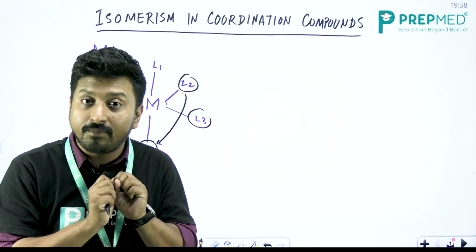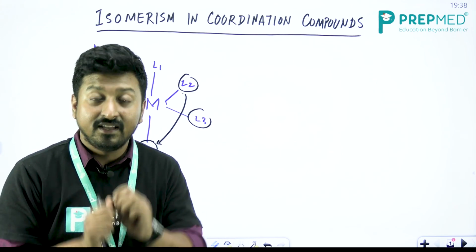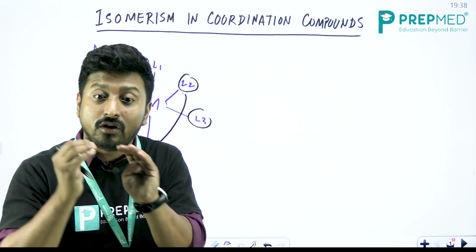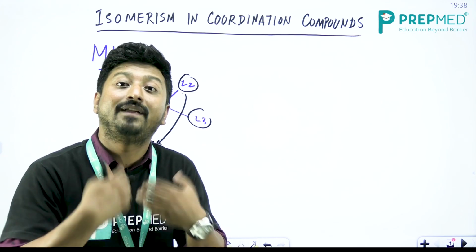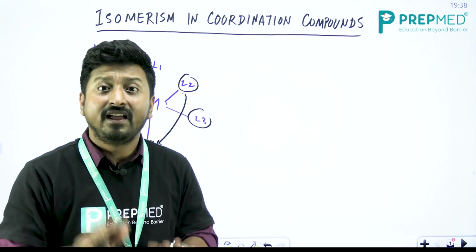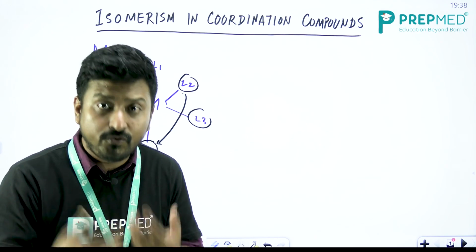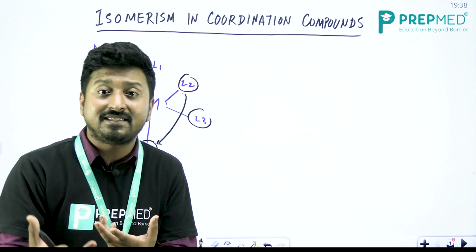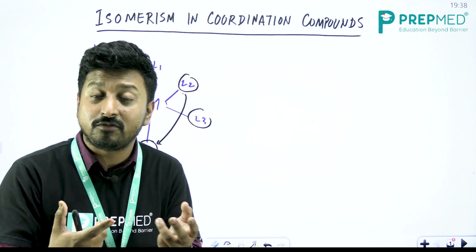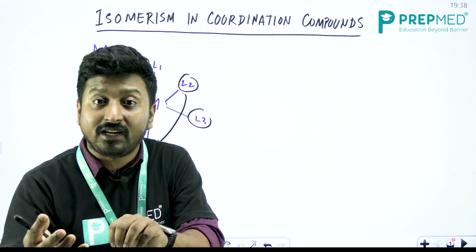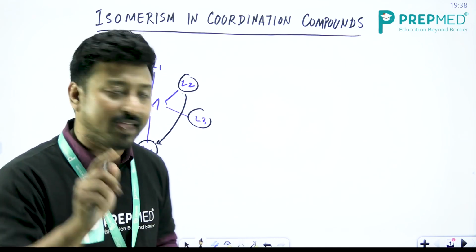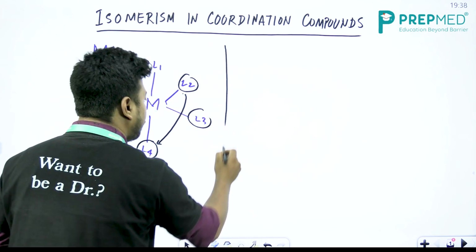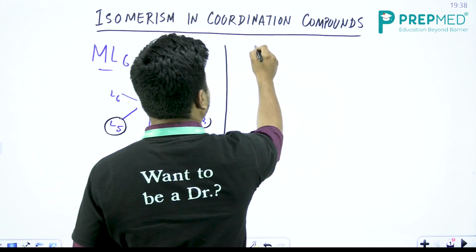What is the different part? The different part is that, compared to geometrical isomers, parallelly they can be optically active also, correct? Let's see, we will talk about a few examples, and let's see whether the geometrical isomers are optically active or not. Let's focus on that.